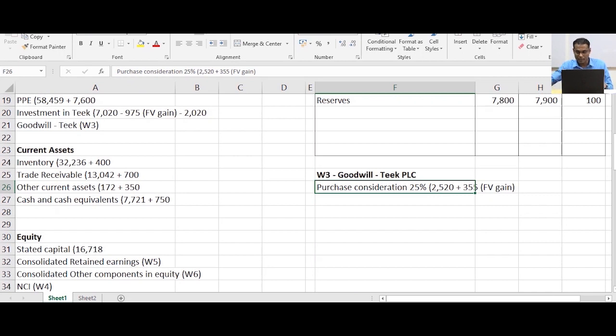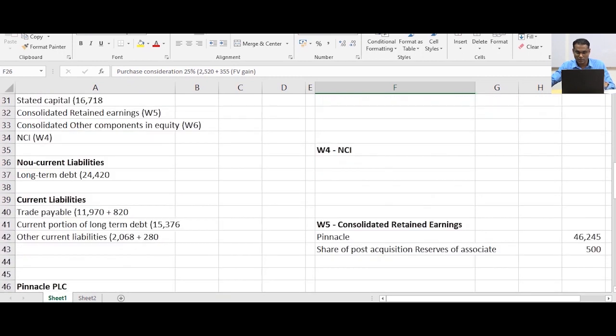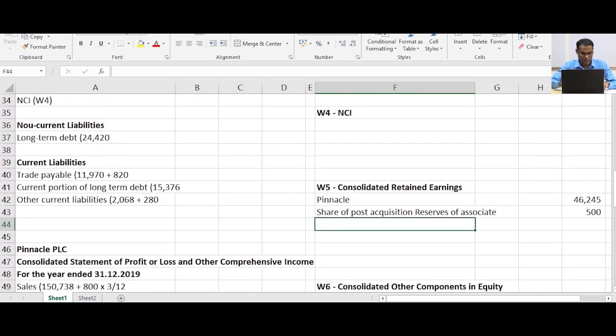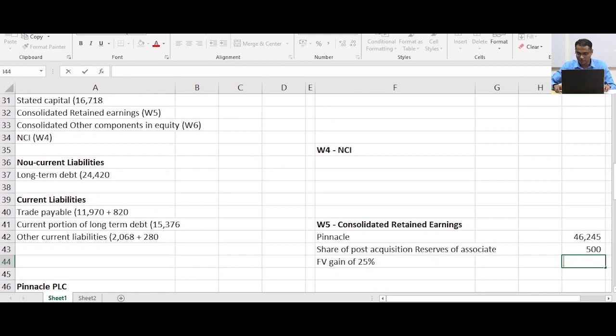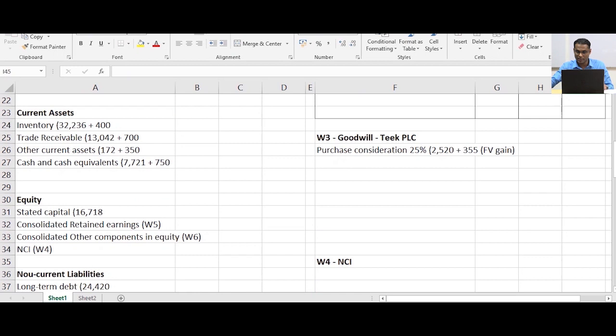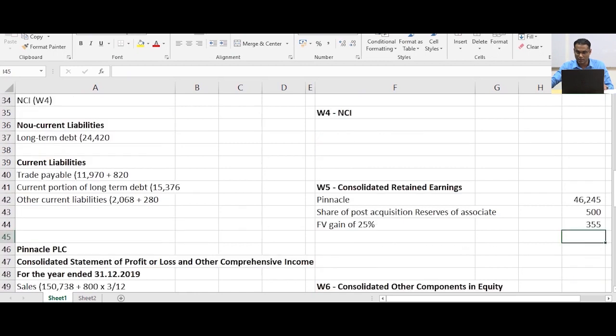So here, balance sheet impact, you debit to the purchase consideration in the goodwill calculation, that has to be credited to the consolidated retained earnings. You can say fair value gain of 25%. How much? The value is 355. So that is the balance sheet double entry. Debit here purchase consideration, credit to the consolidated retained earnings.